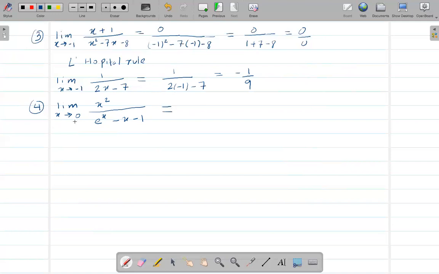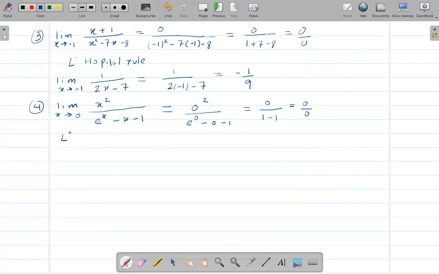So when x goes to 0, on the top we'll get 0 squared. On the bottom we'll get e to the power 0 minus 0 minus 1, which will be, on the top is still 0. On the bottom, e to the power 0, any number to the power 0 is always 1, right? This 0 is gone, so we still have this minus 1. So again, this is 0 over 0. Okay, now this means I can use L'Hopital rule.